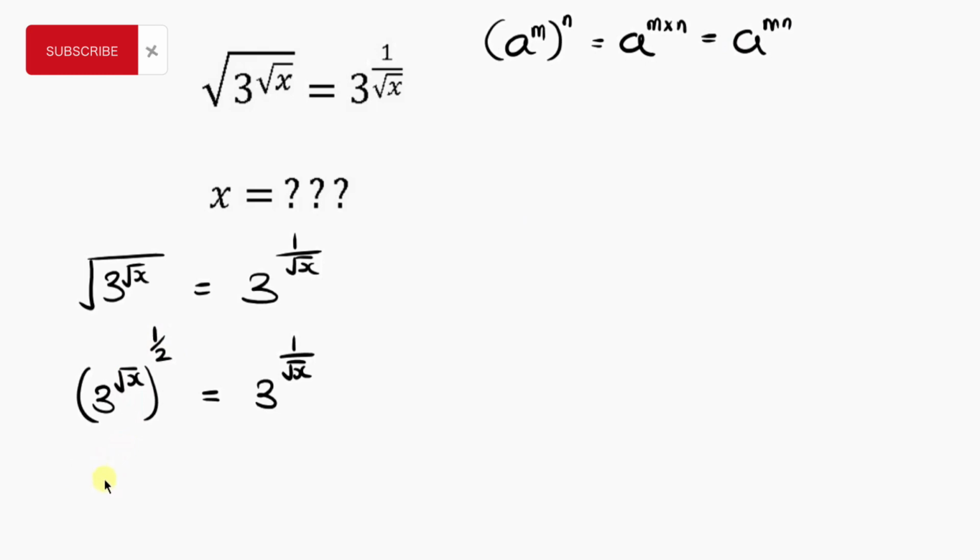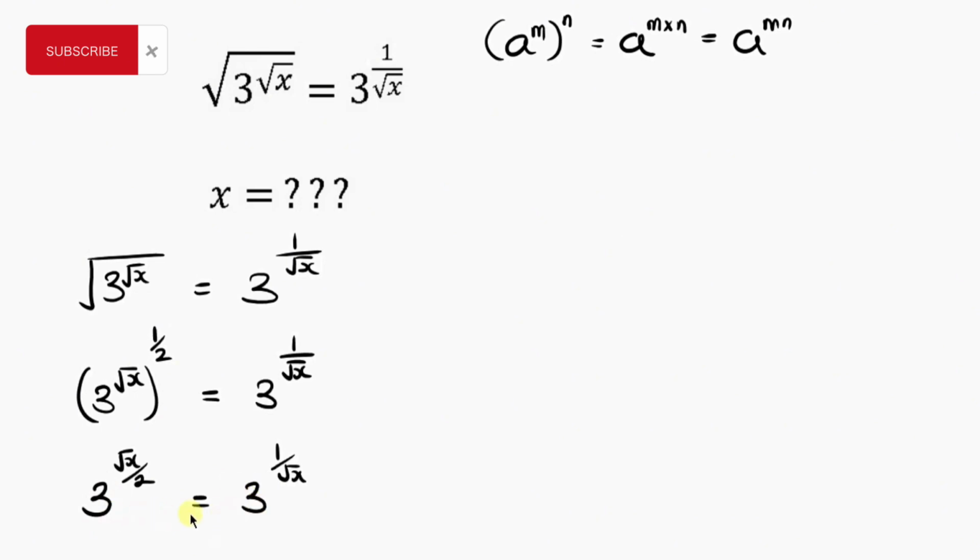Now watch me do this. So this becomes 3. Now this power inside will be multiplying the power outside. So square root of x times 1 over 2. This gives you the square root of x over 2. You see that? Very simple. Equal to, now I have 3 to the power of 1 all over the square root of x on the right hand side. Now notice, the base on the left is the same as the base on the right.